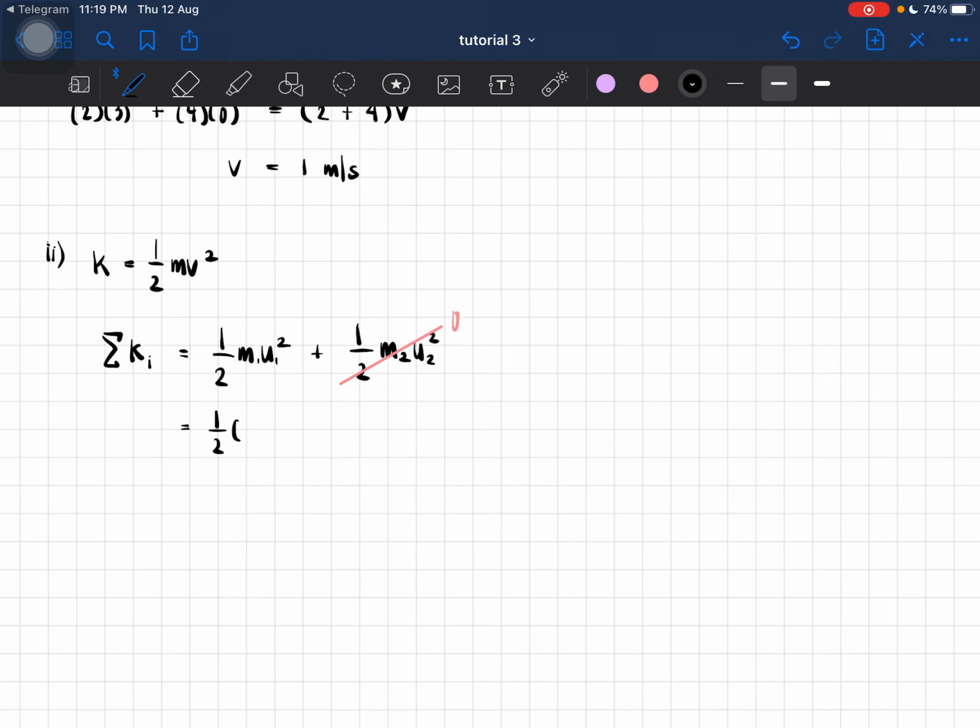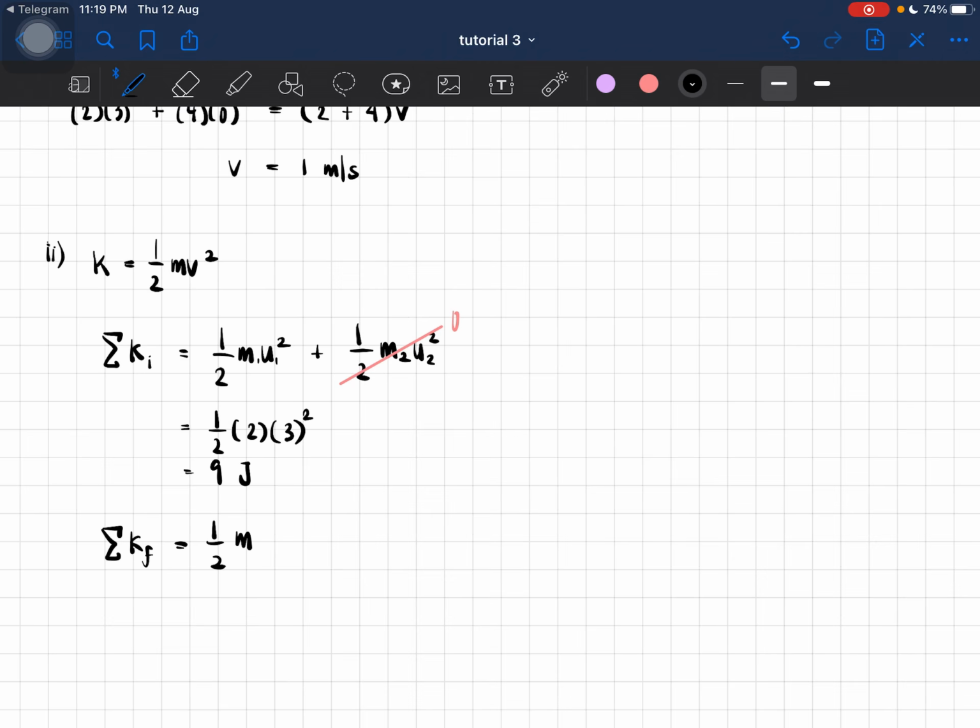So half times m1 is 2, u1 is 3. So half times 2 is 1, times 3... look, I also forgot, so square. Okay, remember square. So 3 square is 9 joules. Energy should be in the unit joules. And then we have to find the after collision, which is the final kinetic energy.